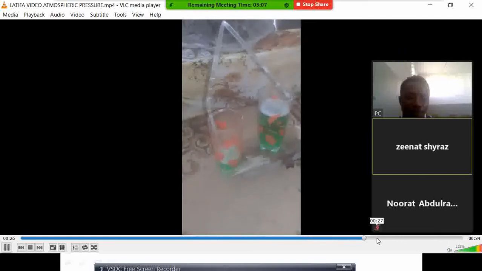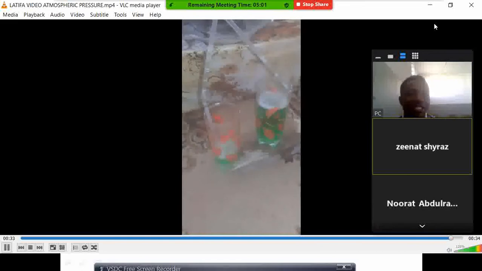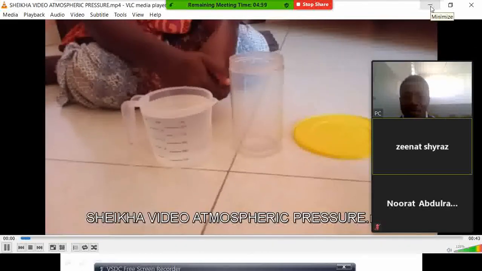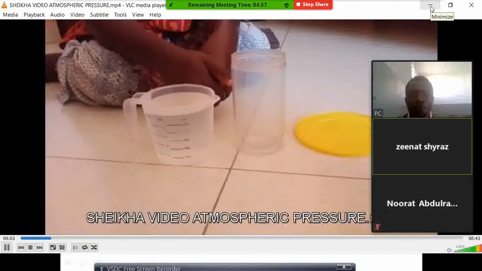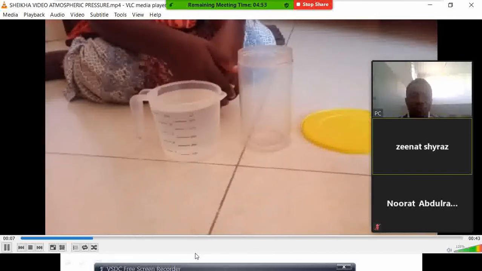She had two containers. It will flow. The water is flowing. And the water was trying to fall from... This process required both the atmospheric pressure and the force of gravity. That's very good, Latifa. And this is also Sheikha's video. Experiment. What you need is a glass full of water and a card.